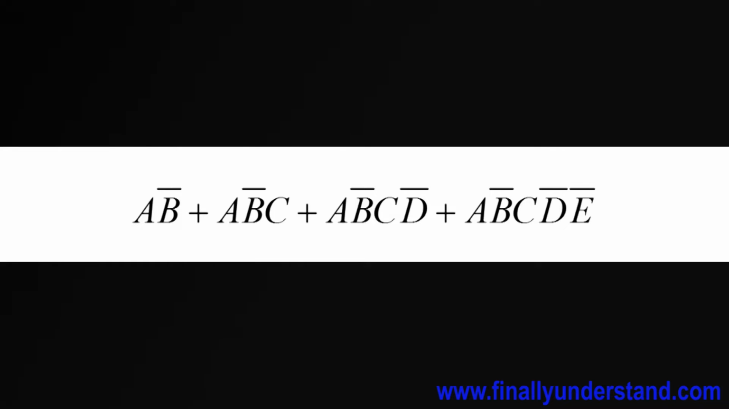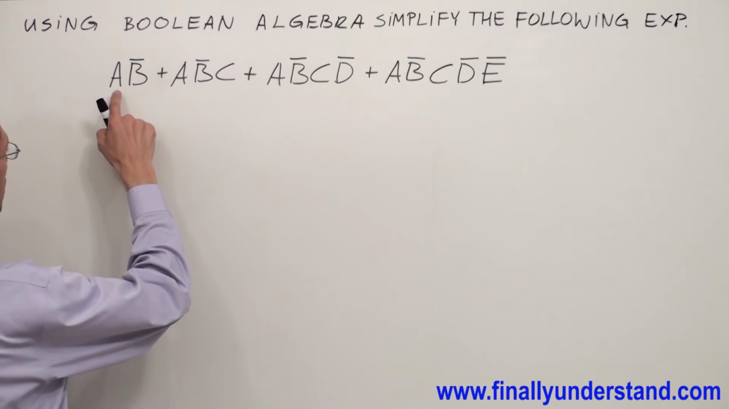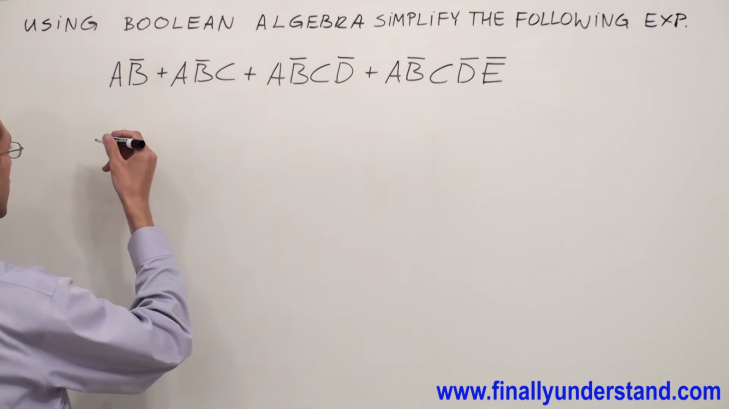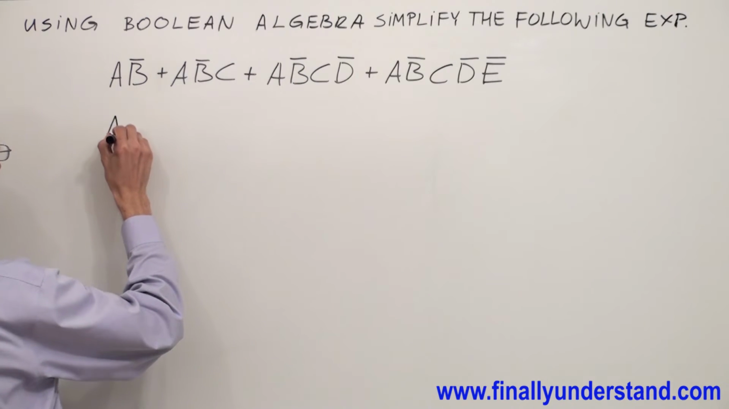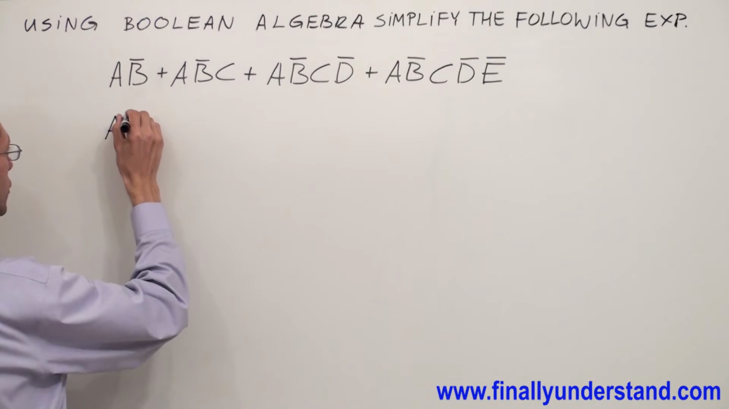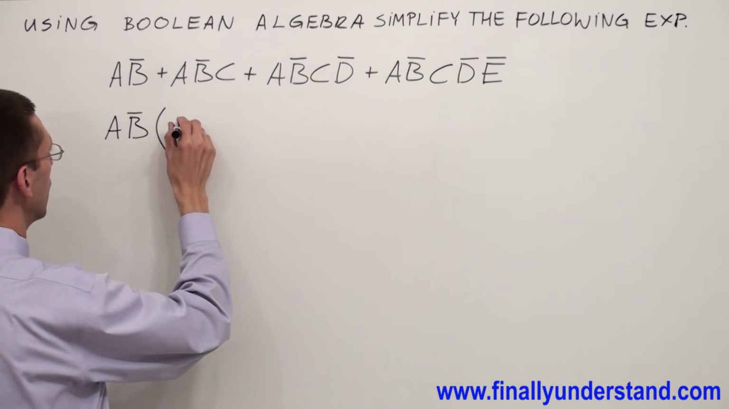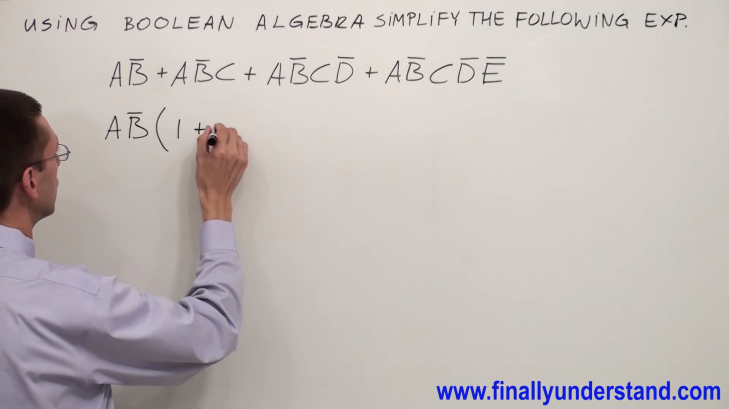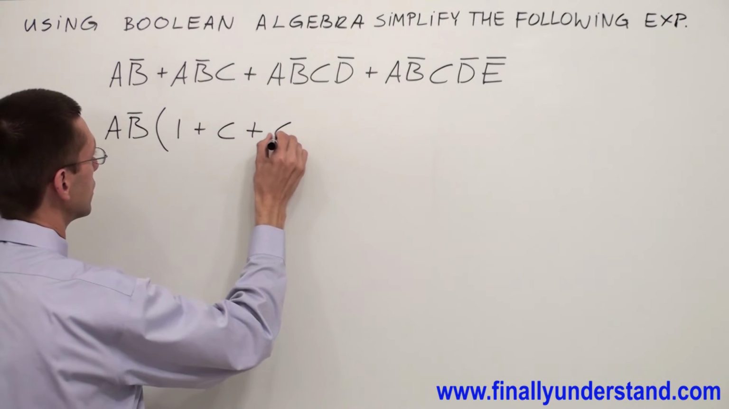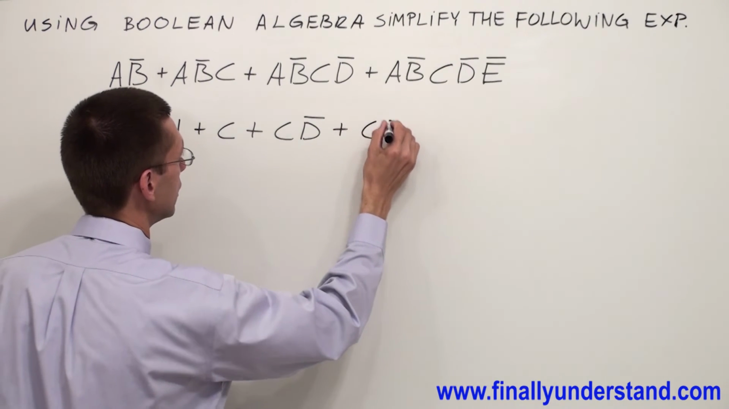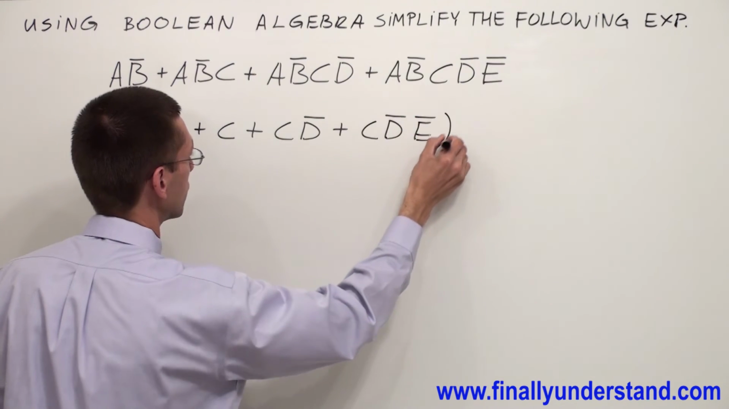Let's simplify the following example. Let's take a look at what we can factorize from all these four terms. Notice that we have a, b naught in every single term. That's why I'm going to factorize a, b naught from all of them. So I'm going to write a, b naught in front of the parentheses, and inside of the parentheses I'm going to have 1 or c or c d naught or c d naught e naught.